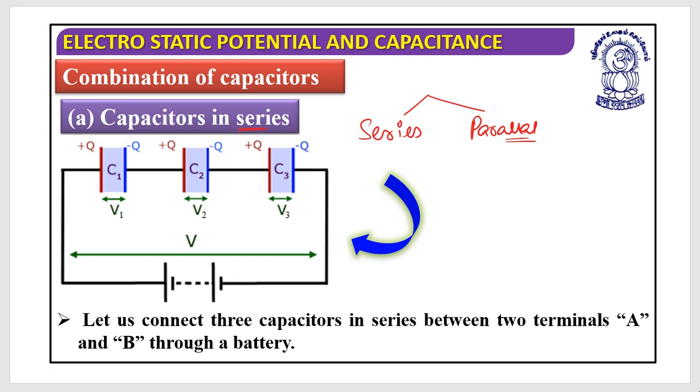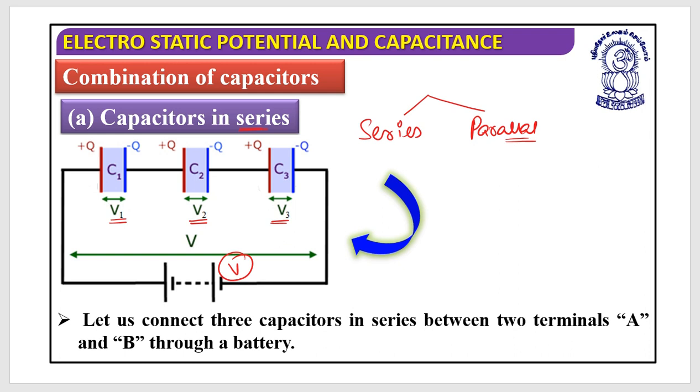We have three capacitors, C1, C2 and C3. They are connected as shown in the figure, and connected to the supply voltage V. If they are connected in such a manner, then they are in series.